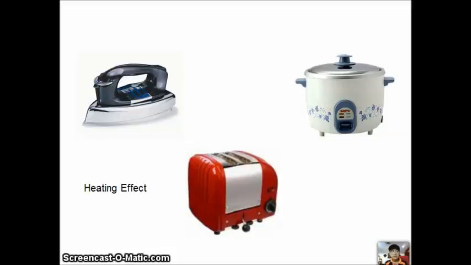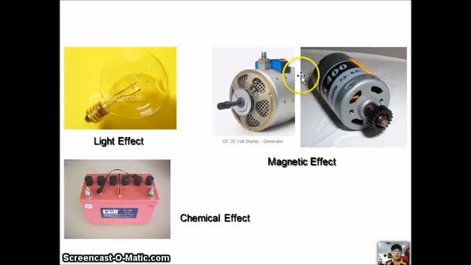Here you have the heating effect. You have the iron, the toaster, and the rice cooker. And we have the light effect, light bulbs. And we have the chemical effect in the battery and the magnetic effect in the motor.